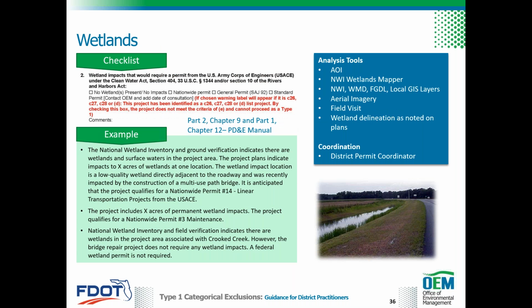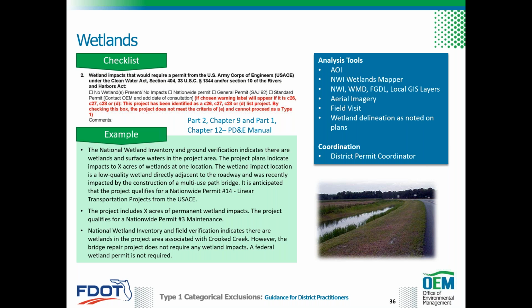Next, we have wetlands. The potential presence of wetlands can first be identified using those desktop tools, including the AOI tool and the National Wetlands Inventory Mapper. You can use aerial imagery or other state or local GIS data layers, such as from the city or the county GIS department. There's the Florida Geographic Data Library or the information from the Water Management District. If wetlands may be present, then a field visit should be done to confirm.